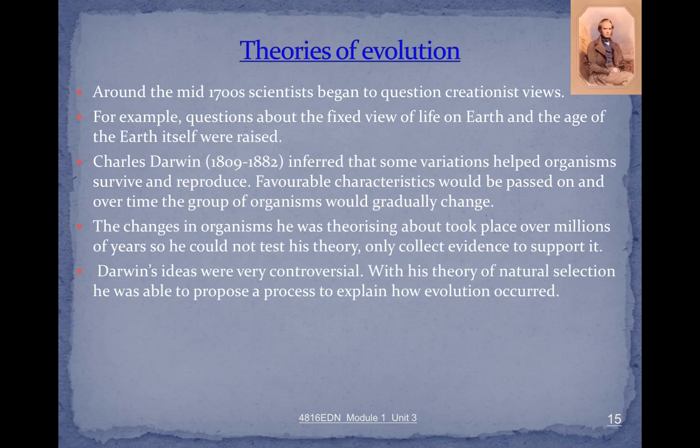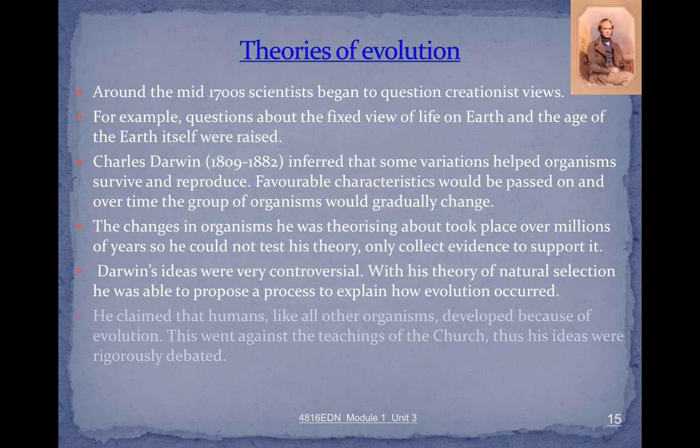So his ideas were really controversial, and with his theory of natural selection, he was able to propose a process to explain how evolution occurred. Okay, so it was an explanatory context. He claimed that humans, like other organisms, developed because of evolution. Now, obviously, this was not very popular at the time because, like I said, in those times, the religious worldview was the dominant one. So scientific ideas that flew in the face of religion were not accepted.